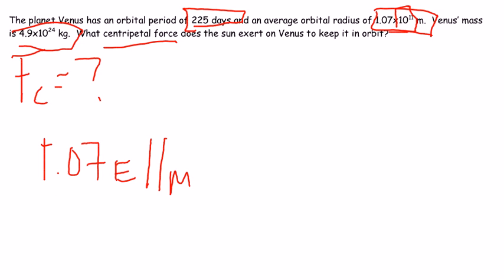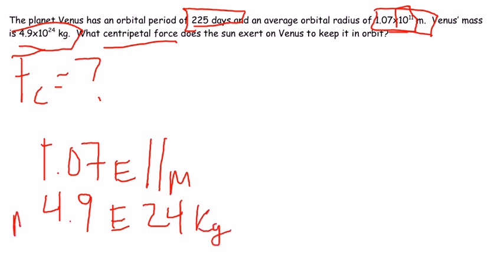Okay? Then I have 4.9 times 10 to the 24th. So again, E stands for times 10 to the 24 kilograms. So kilograms is mass. Meters is radius. Okay? But days, we don't deal with days. We deal with seconds. So you're going to have to convert those to seconds to begin with.